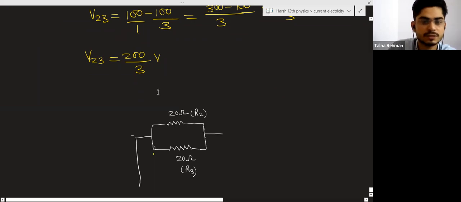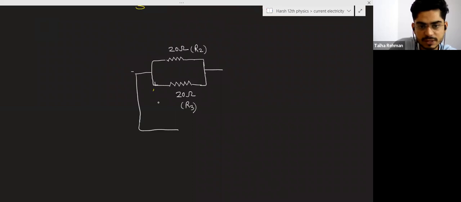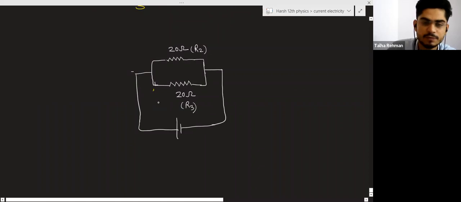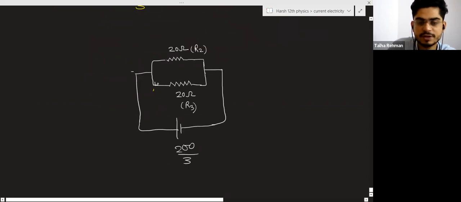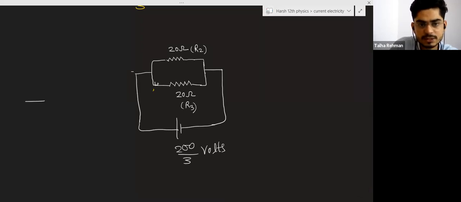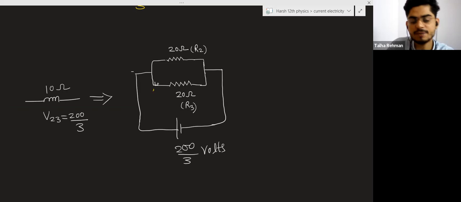These 20 ohm resistances you can suppose have the voltage of 200 divided by 3 volts, and this is equivalent to this 10 ohm. So this 10 ohm also has the voltage 200 by 3, and we have to find the voltage across this R3 and R2.